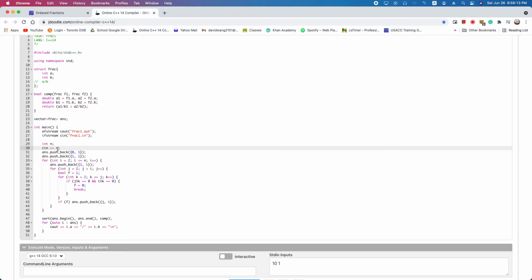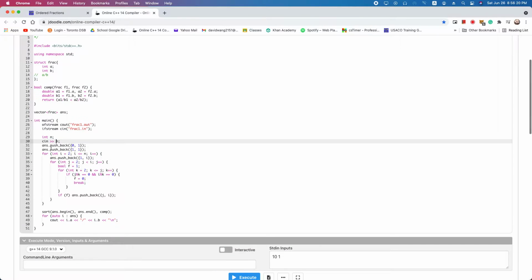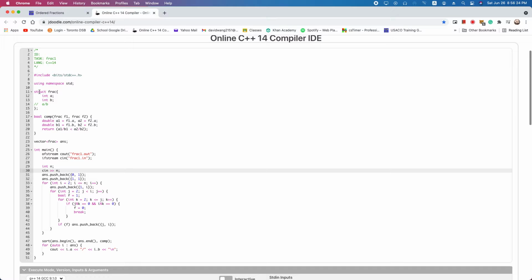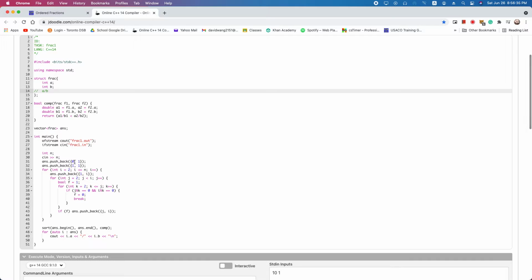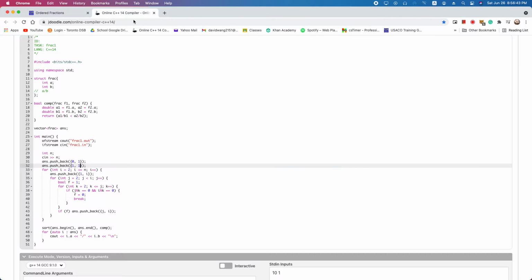After reading in n, which is the maximum denominator, I pushed back two fractions that are definitely going to exist, and I made a fraction structure here. It's basically the same thing as a pair, but then I just made a new one so that it can be more obvious that it's a divided by b. So first, we know that 0 over 1 and 1 over 1 will definitely be in this fraction list as the maximum and minimum number.